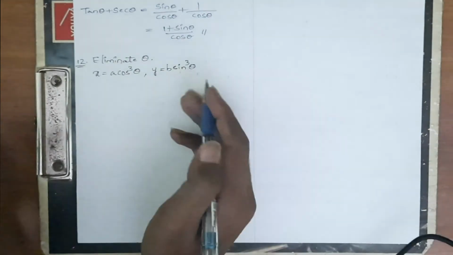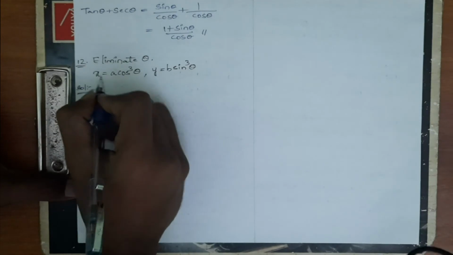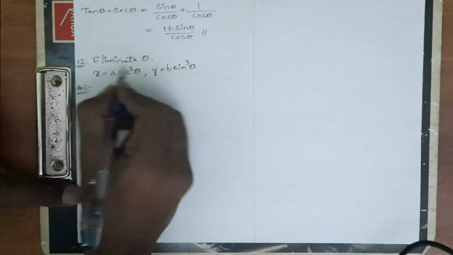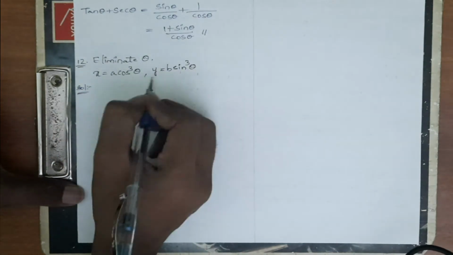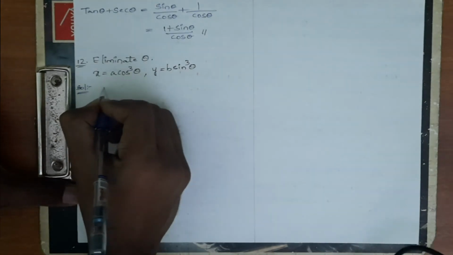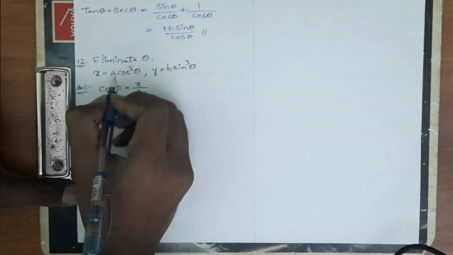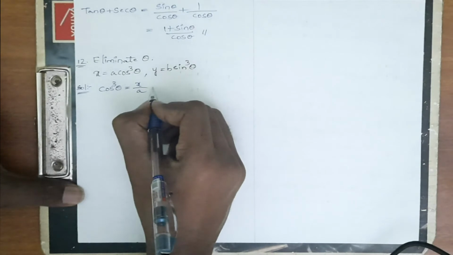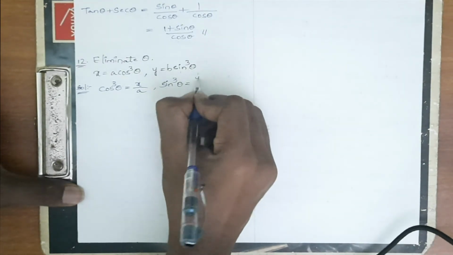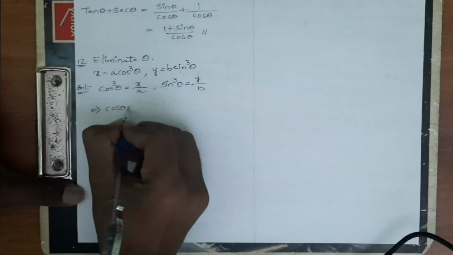So let's move on to the next question. The next question is, given that x is equal to a cos cube theta and y is equal to b sin cube theta, we need to eliminate this theta from both equations. So let us consider cos cube theta equal to x by a. We are bringing this a onto the left hand side, and similarly sin cube theta equal to y by b.